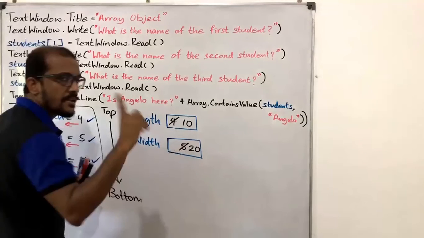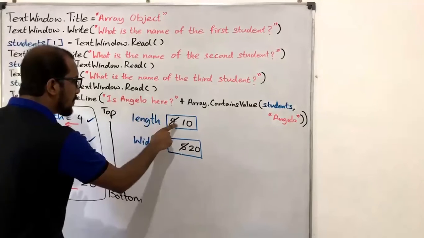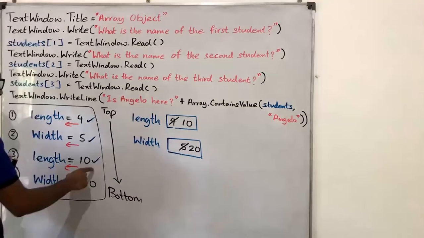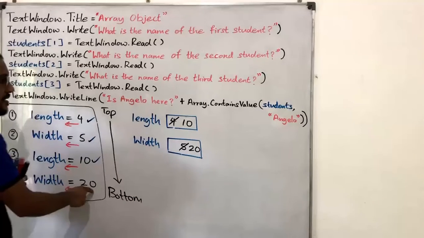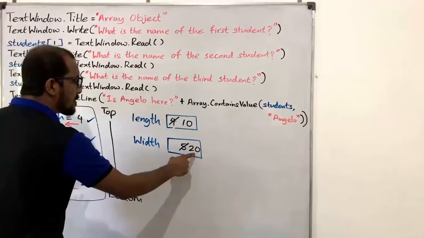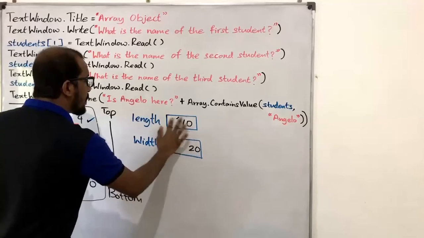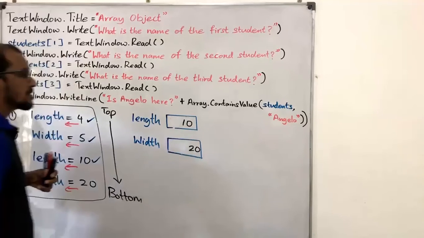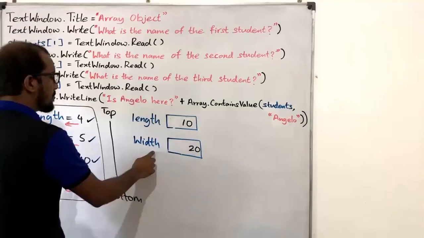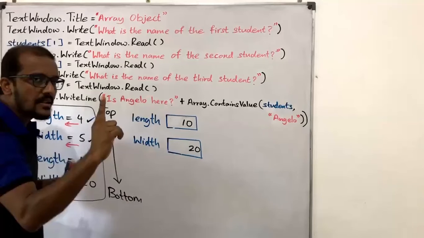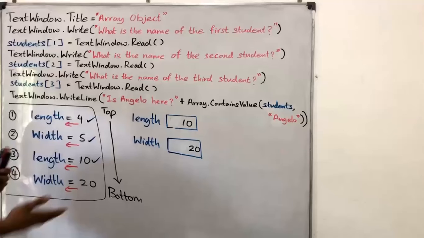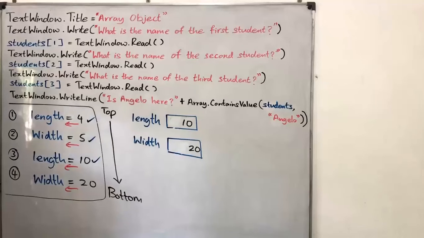Earlier it was 4, it was 5. After these two statements are executed, now it is 10, now it is 20. So no more 5 or 4 in those places. It means now it's 20, now it's 10. One value for a particular time. Those are variables. Now I am going to describe what arrays are.